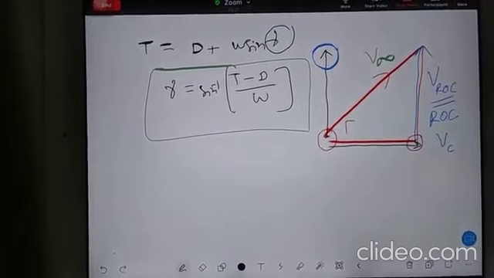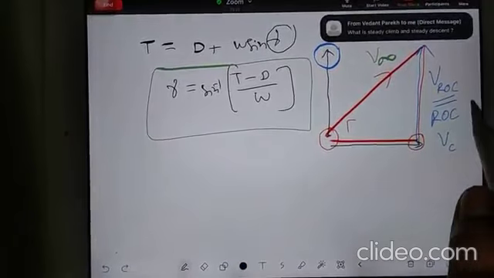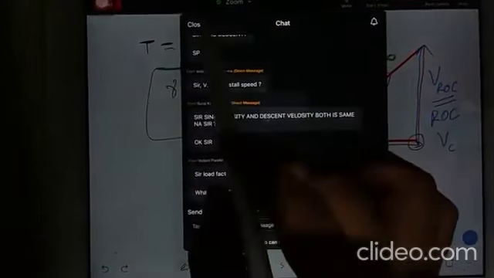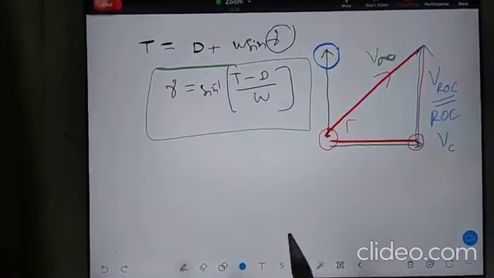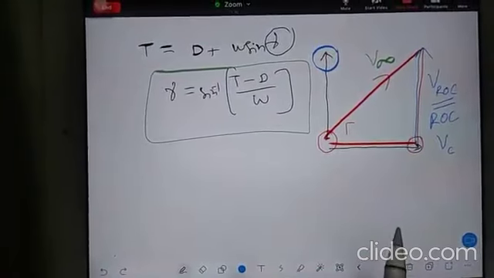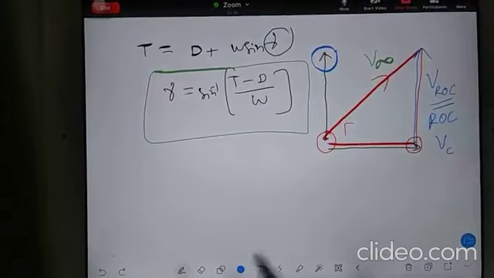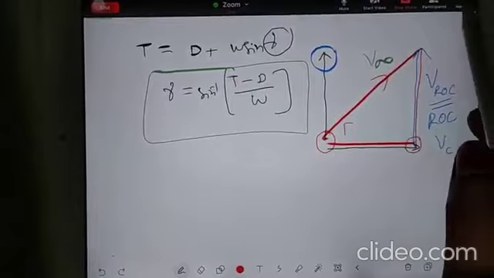Now see. I will explain what that is. Steady means you are climbing with a constant velocity. You are gliding with a constant velocity. See what Vedant is asking.